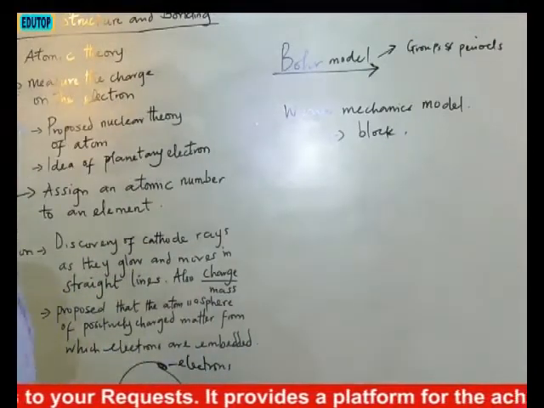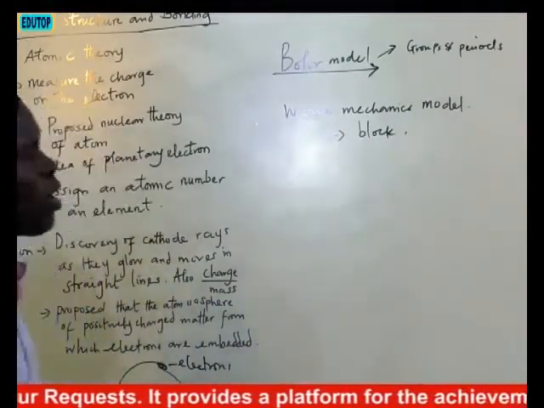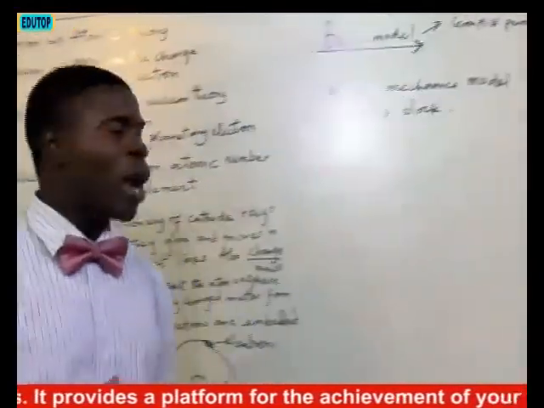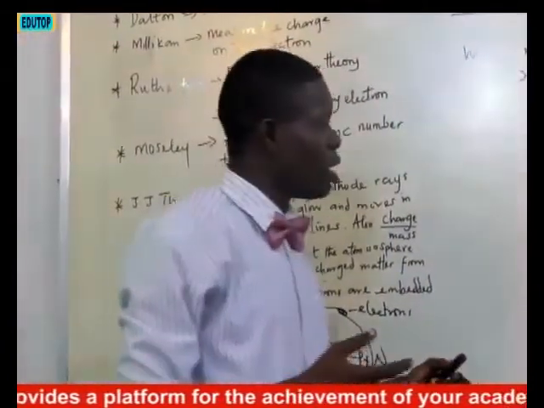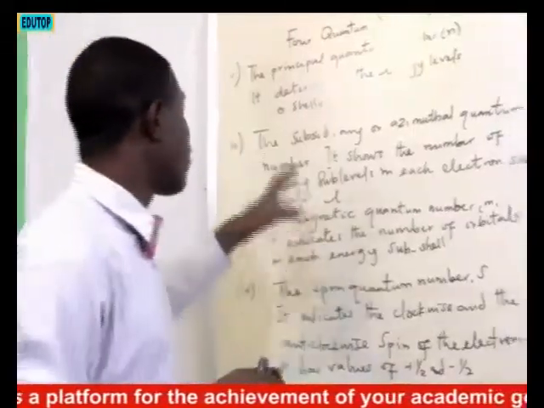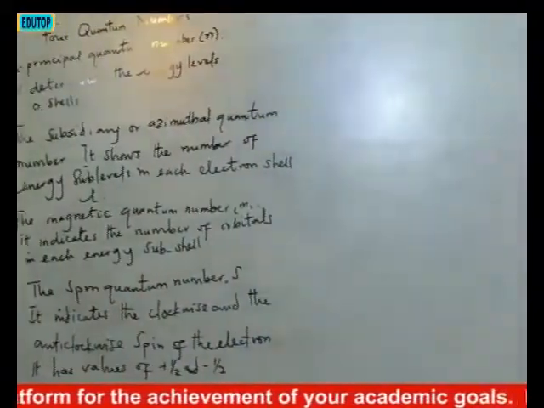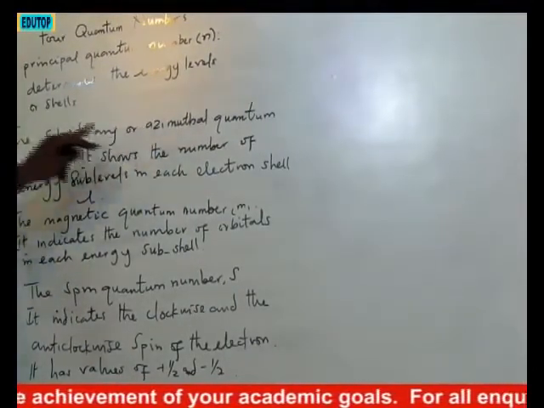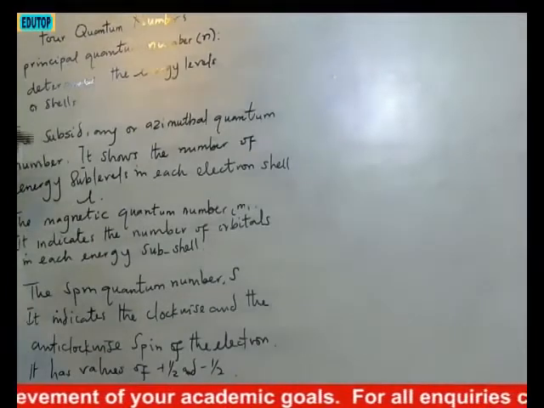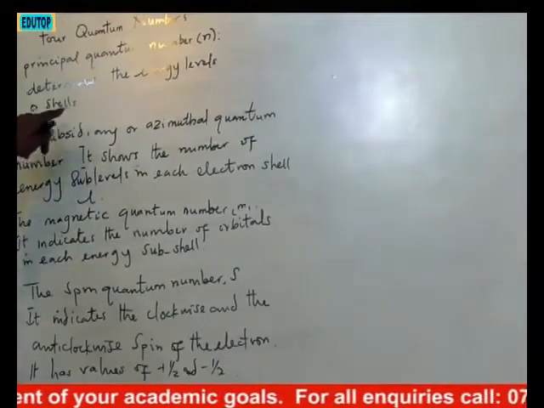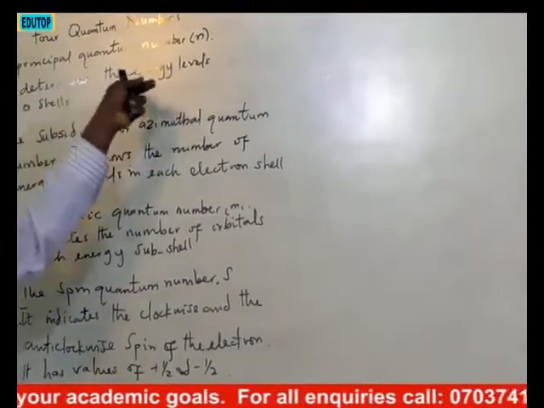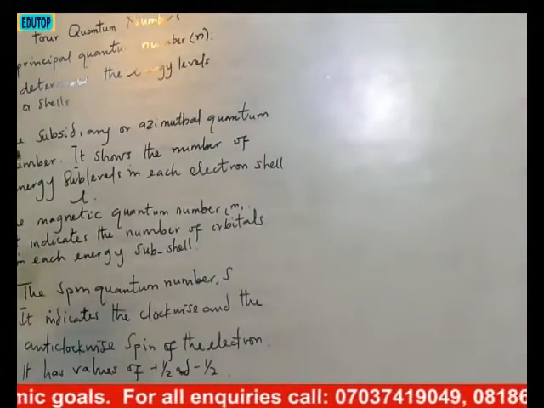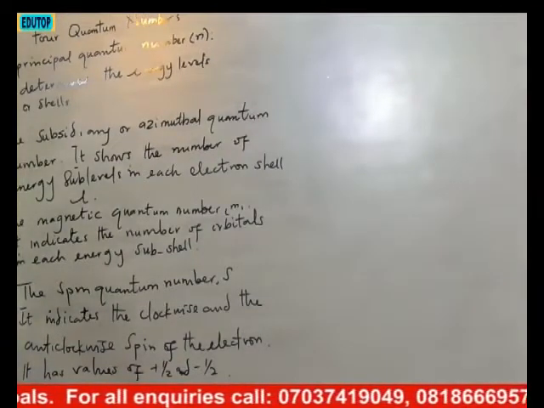So in that regard, we shall be talking about the quantum numbers, and we have 4 quantum numbers which we are going to be discussing subsequently. Now, under the 4 quantum numbers, the first one is the principal quantum number, n. It determines the energy levels, or shells. So what it means is that it measures the distance between the positively charged nucleus and the outermost electron.